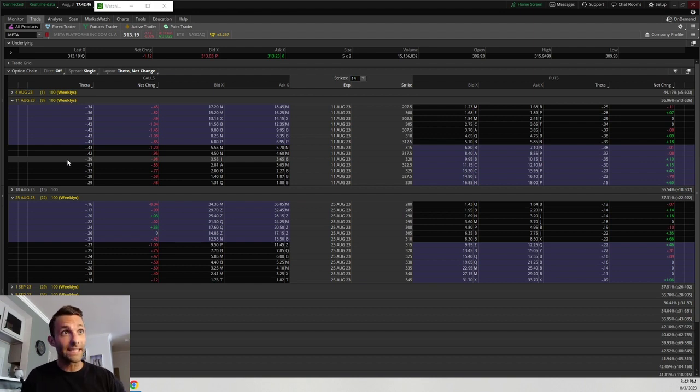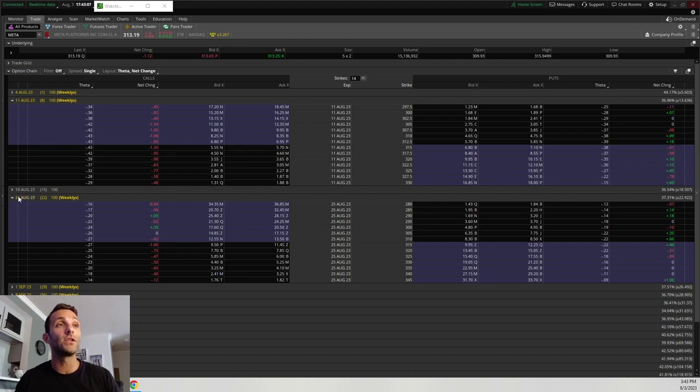So you can see that that's a good amount to lose per day if for some reason things trade sideways and you do not get a fast move to the upside on Meta. And this is going to be the short-dated call. So the closer to expiration you are, the higher that theta is going to be. So let's go look at another example.